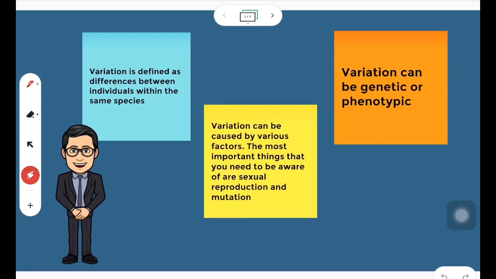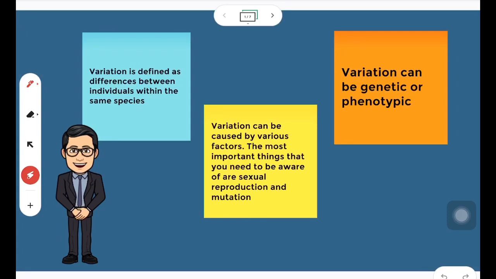Variation is defined as differences between individuals within the same species. And there are some factors that you have to be aware of, such as sexual reproduction and mutation. So let's break down sexual reproduction and mutation and how they can cause a variation to an individual.